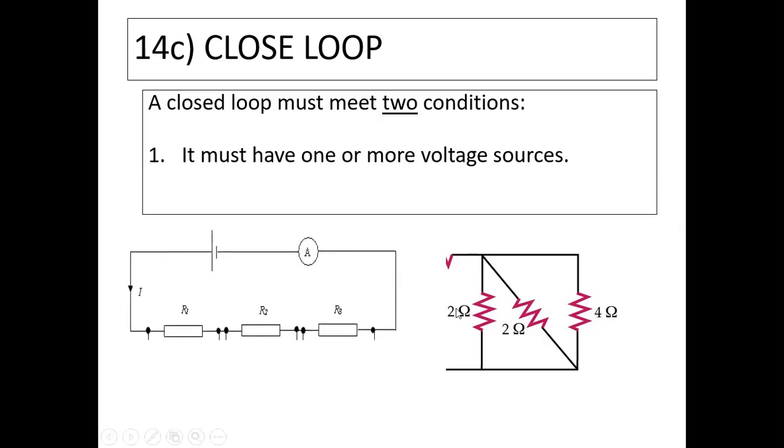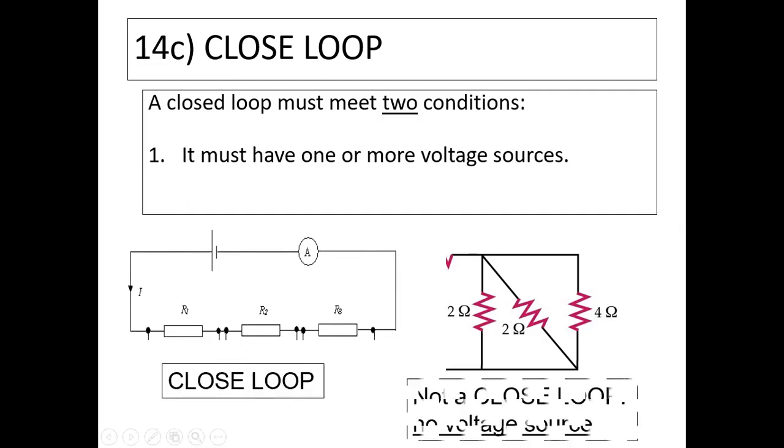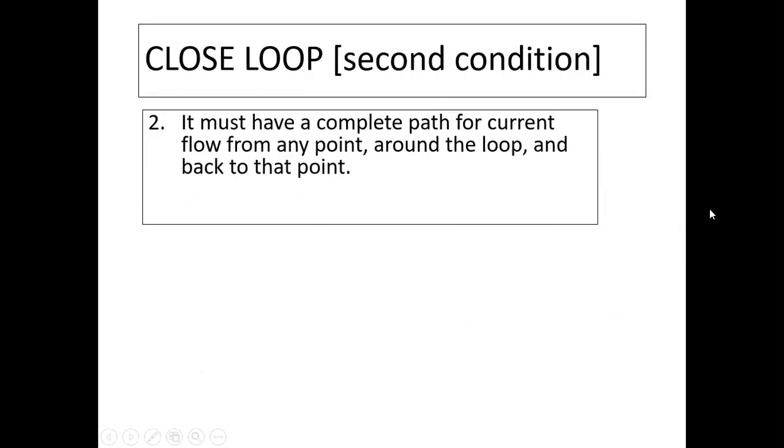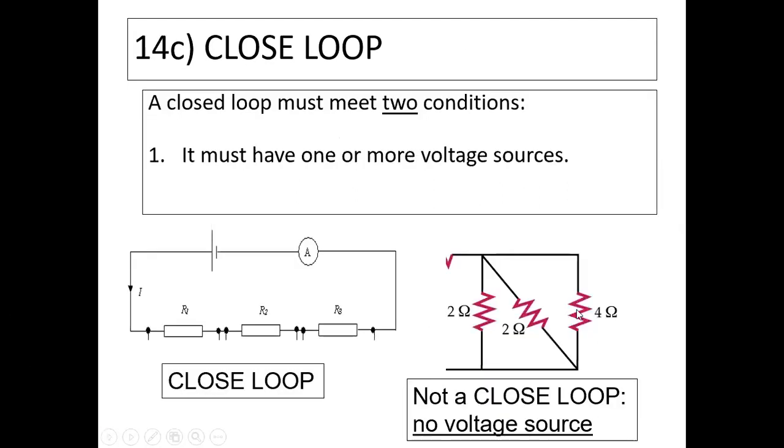So this is a closed loop. This one is not a closed loop. This one is not a closed loop because it has no voltage source. Going back again, that's why I told you the last second one is not a closed loop. You said correctly, no power source, no voltage source, that's how you identify it. The outer one has no voltage source, that's why it's not a closed loop.